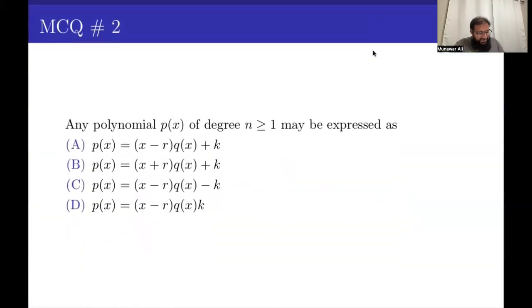The second question is a very simple question. Some questions really ask you for formulas or definitions, so you are supposed to keep these in your mind when you attempt them. This question says that if we have a polynomial with degree at least 1, then which of the following is true? This is simply what we call the division algorithm for polynomials.